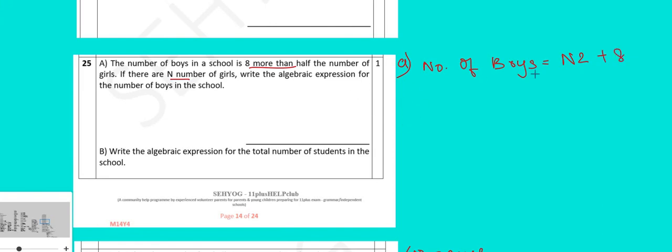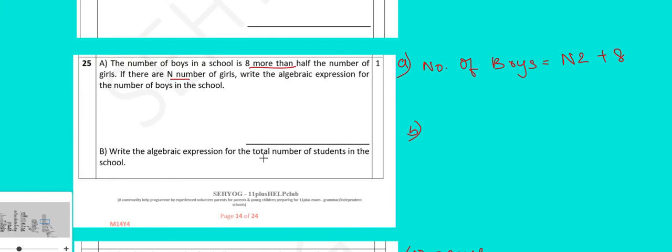Now this is the expression. This is why, because it is written the number of boys is 8 more than half the number of girls. So it is nothing but n divided by 2, or n/2, for n number of girls. So this one, half, more than. This is the expression. Now for B, what is required?